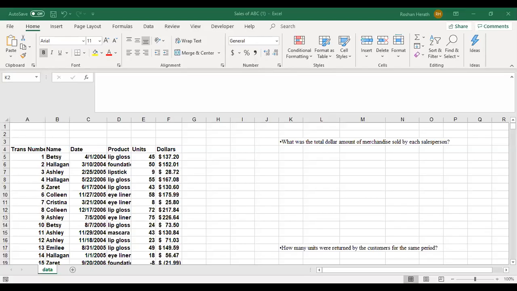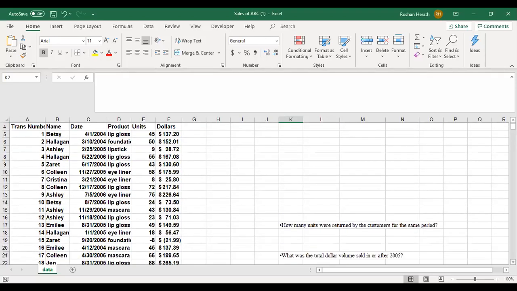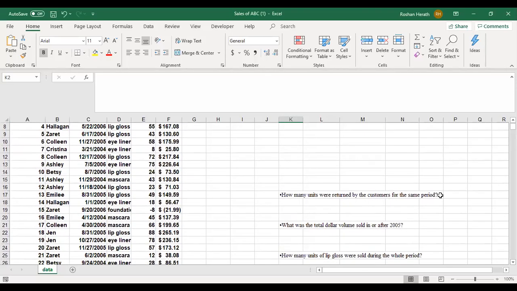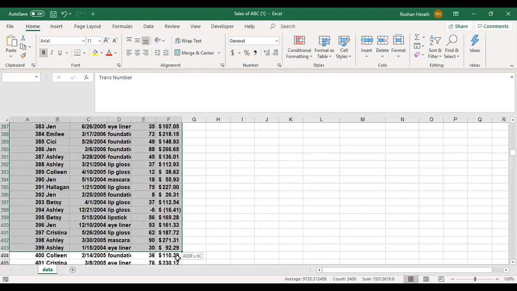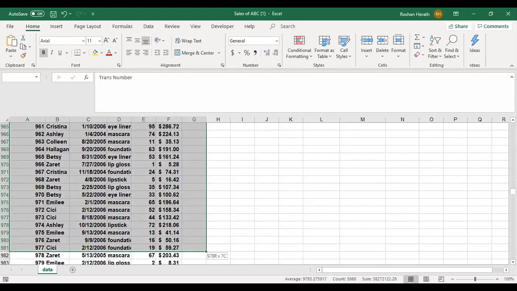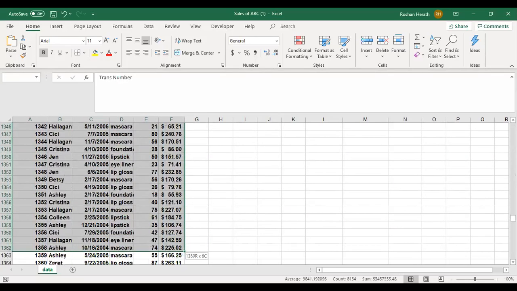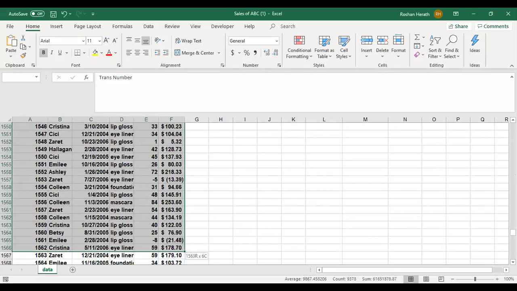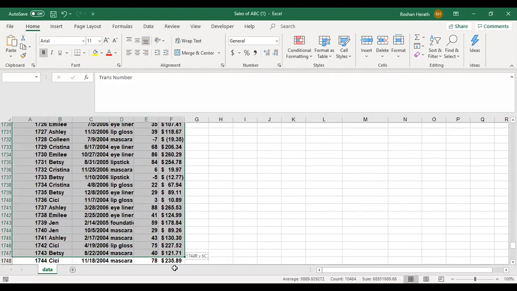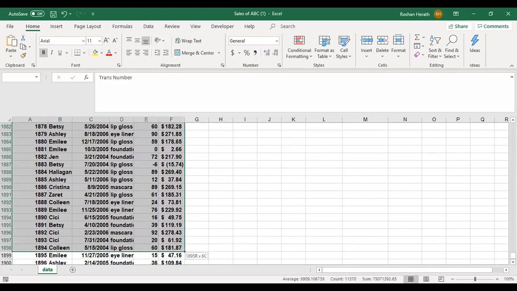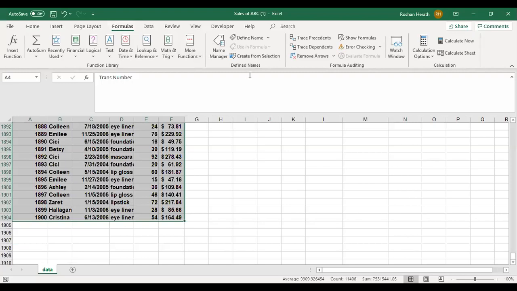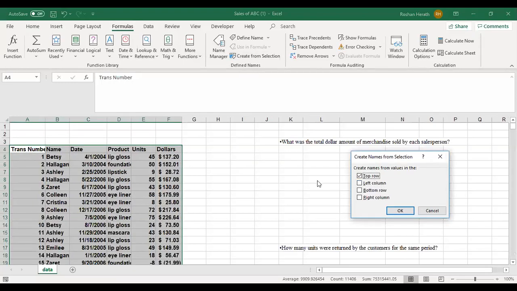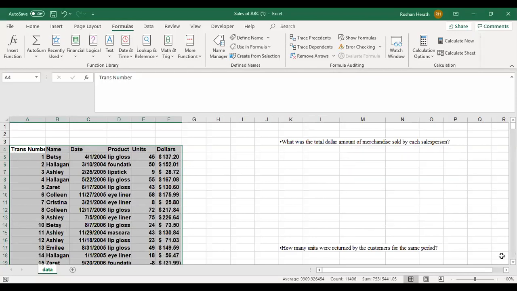So let me take you through that, a couple of them. The second question, the first one we are done with, asks how many units were returned by the customers for the same period. So in my case also, let me apply the range names, then that will make our task easy. First you have to select the entire data set. When you are working in large scale databases, that must be the ideal approach. See, here we have around 2000 records nearly, around 1900 records. You may go to the formula tab, ask create from selection, and take the names from the top row, right?